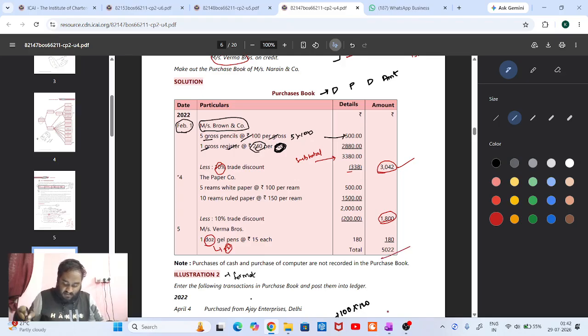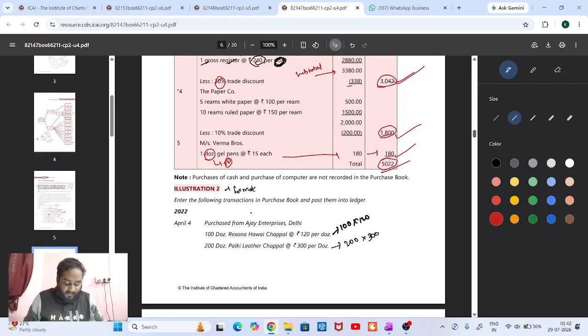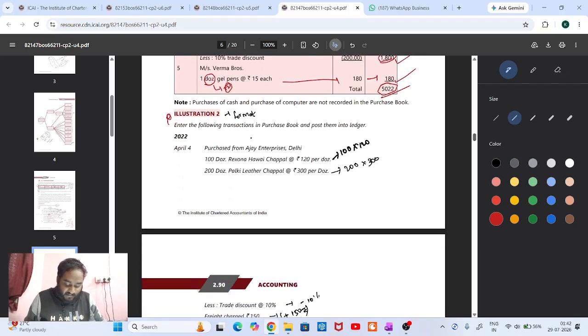So this is it. Basically 180, 180. This is the total, 1800, 180. This is how we do it. And illustration 2 is format based. There is some twist here.